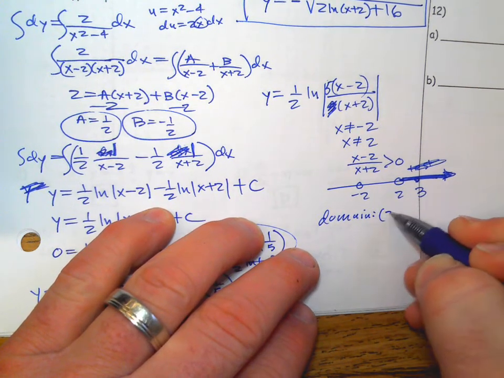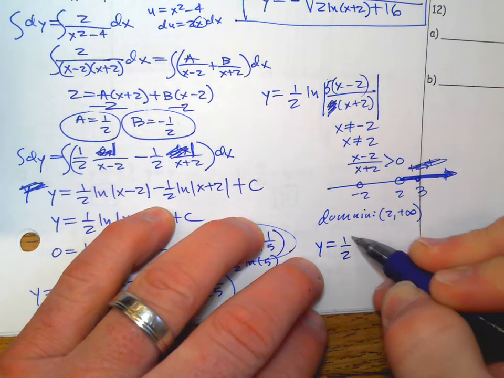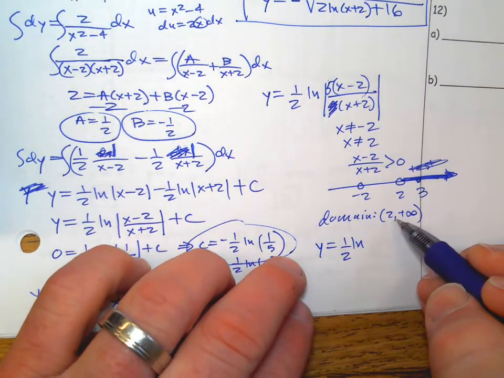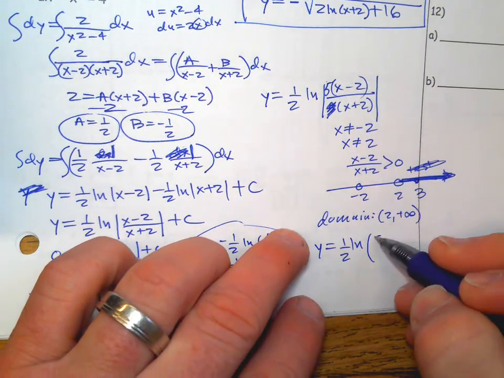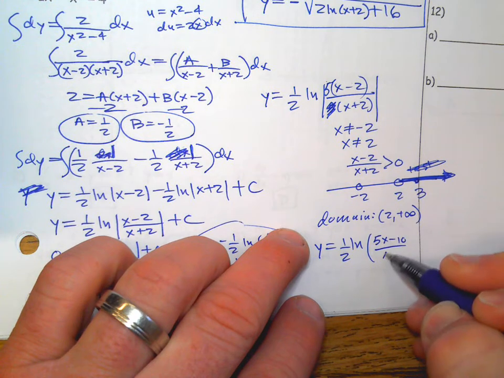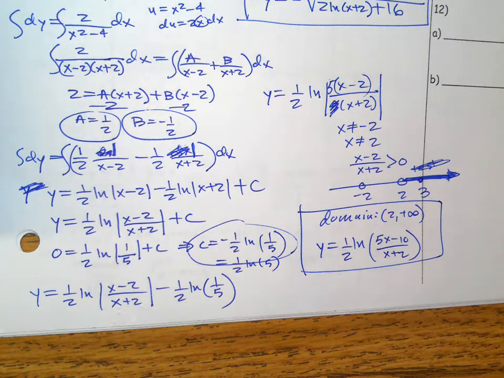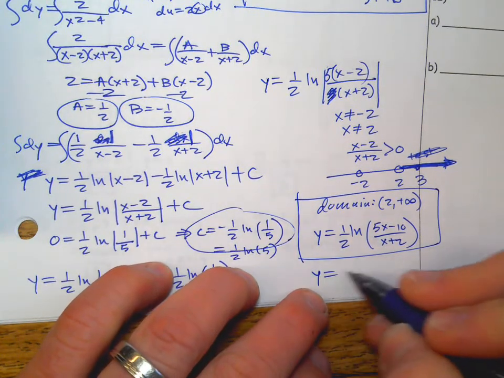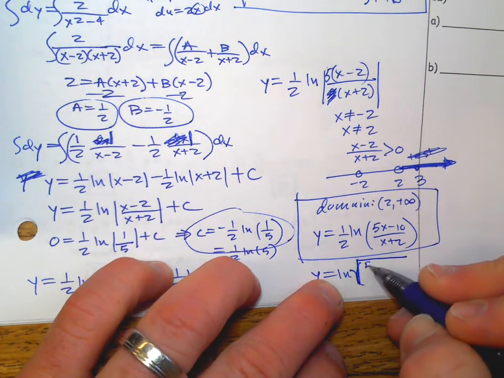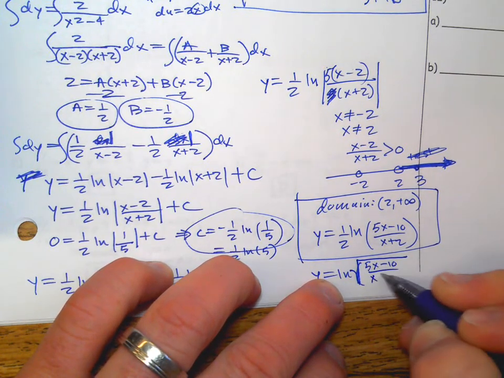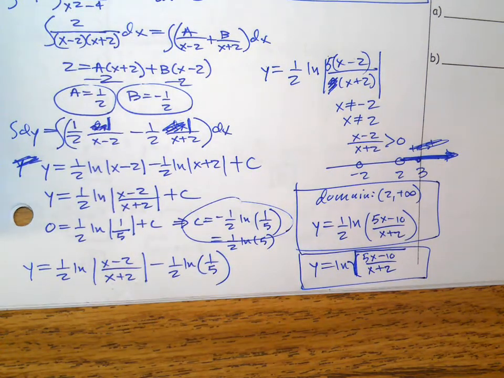is 2 to positive infinity, and now we can rewrite our final answer without absolute values, because if we know x is bigger than 2, that's going to be positive, that's going to be positive. It's going to be 5x minus 10 over x plus 2. Right? Now, there are other versions of this you could write. You could bring the 1/2 inside. Now it's a square root. Whatever. Same thing. So that's it.